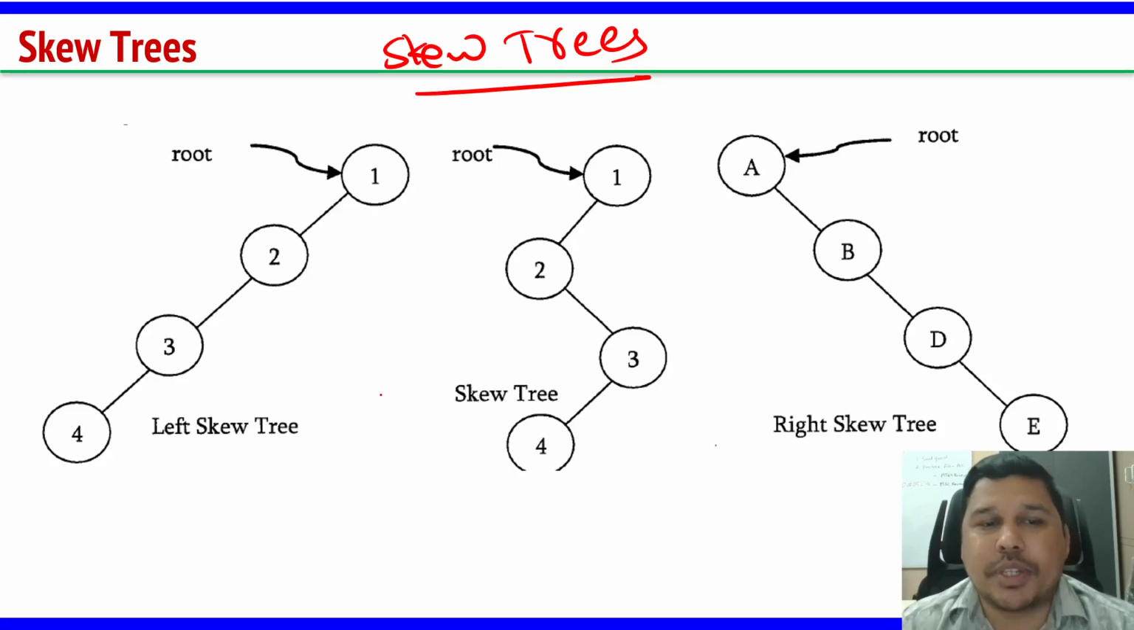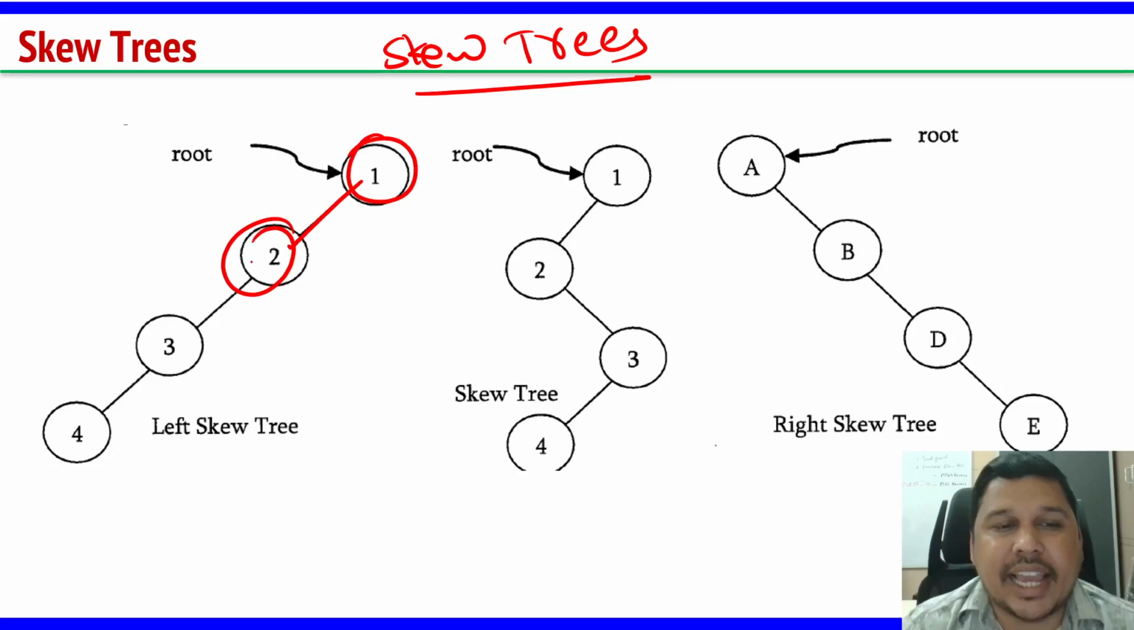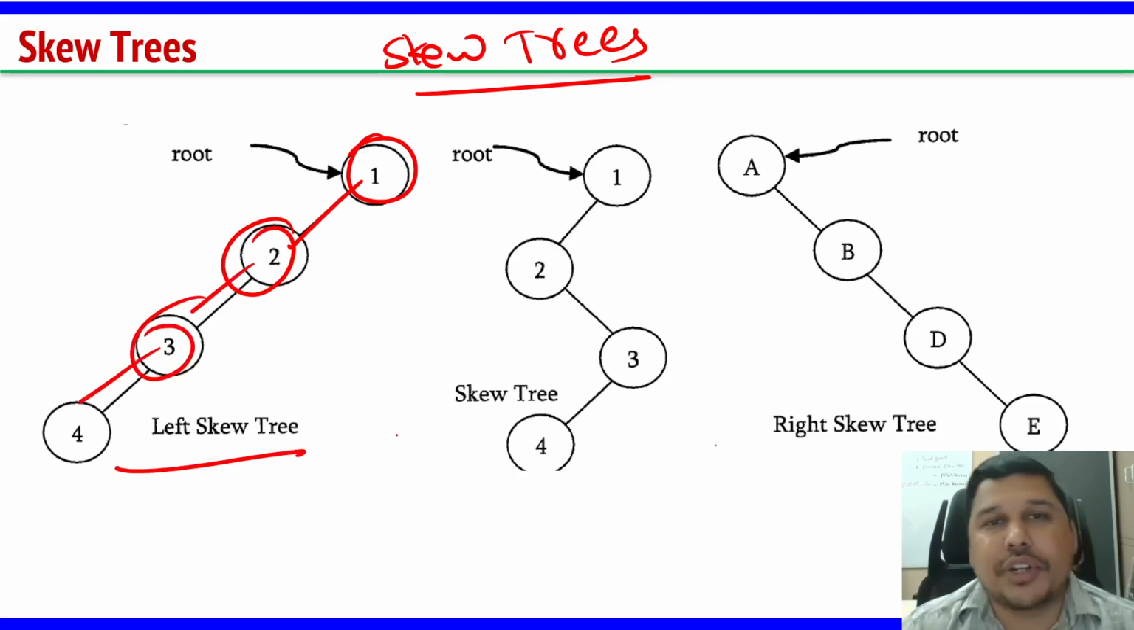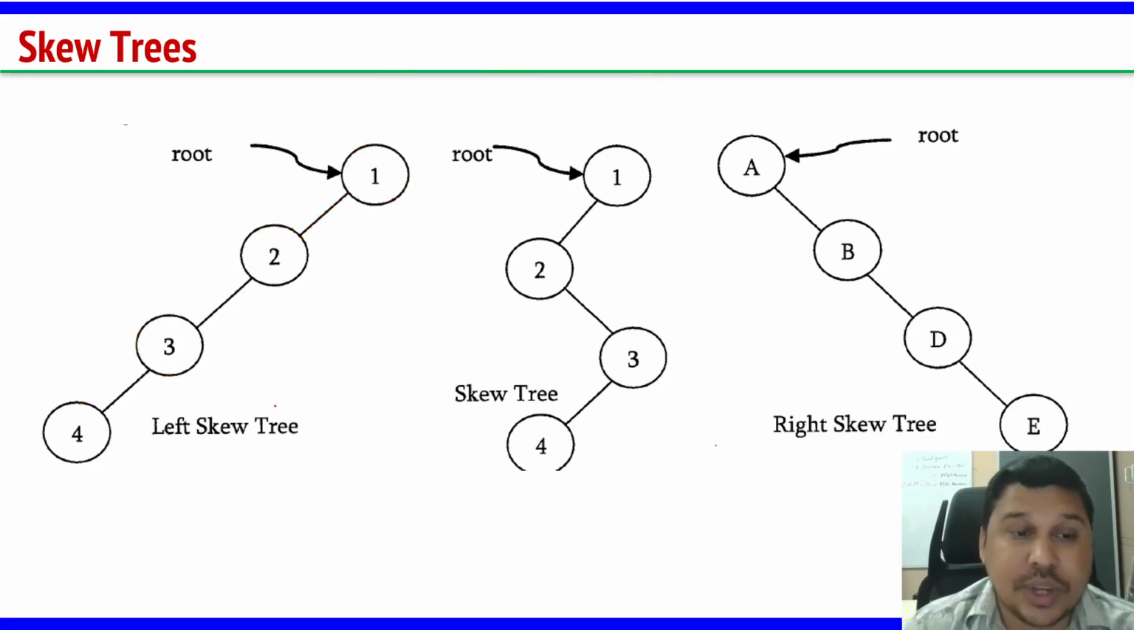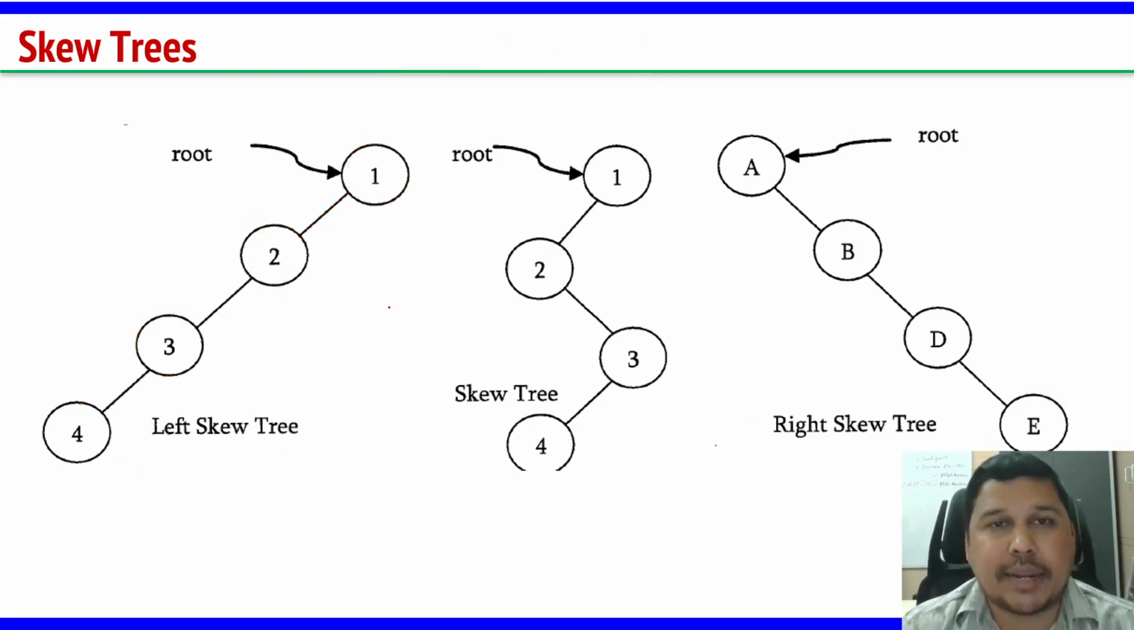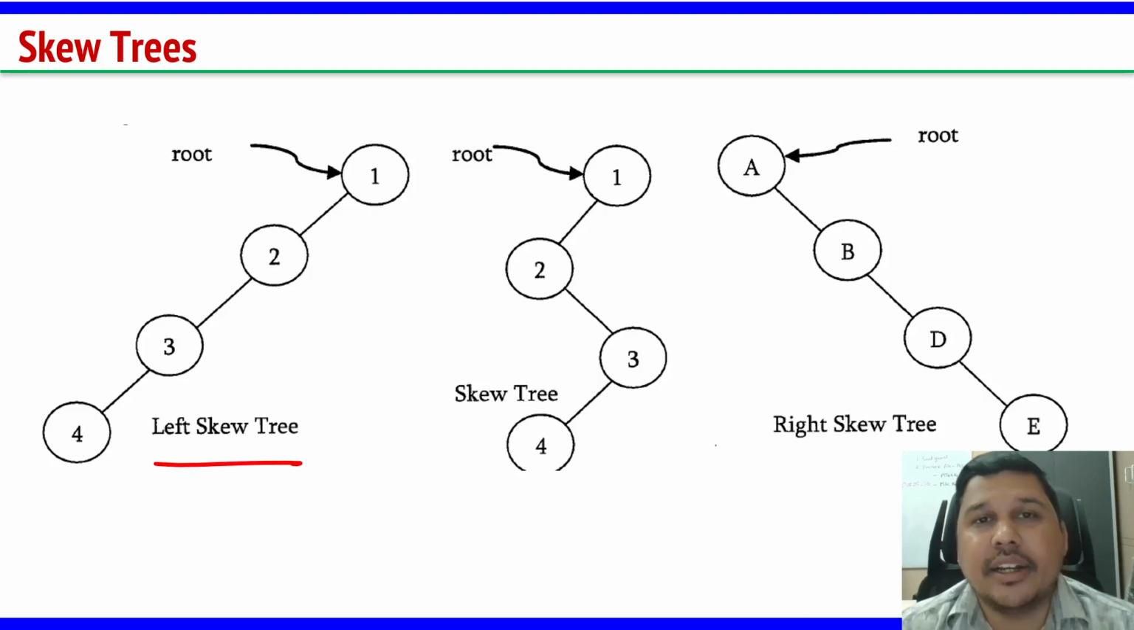In that there are two types, left skew tree and right skew tree. If all the children are on the left side, for this node left, again left, again left, this is called a left skew tree. And if all the nodes are on the right side, we call it a right skew tree. Right? This is very, very important. I remember in placements some companies like Flipkart asked questions on the left skew tree and right skew tree. You can check the internet for Flipkart previous questions.